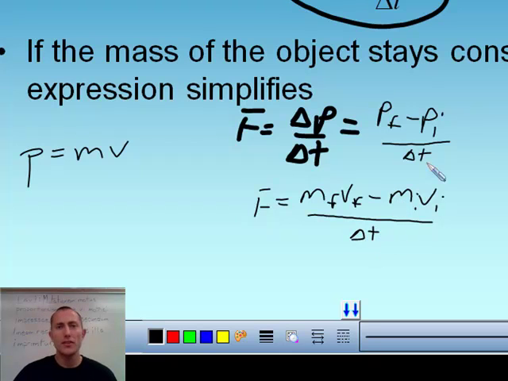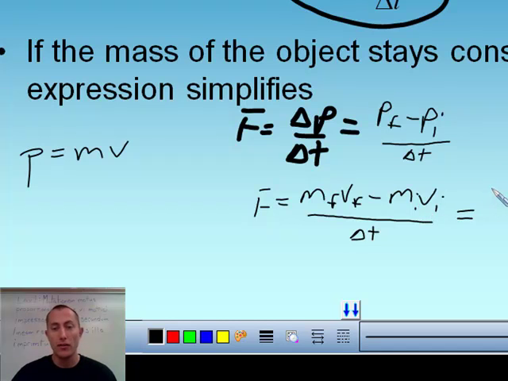Now in most of our scenarios, the mass of the object is not going to stay the same. The mass remains constant. There are a number of scenarios where it doesn't, mostly when we're talking about fuel being used. So if you're burning fuel, it's getting burned up, the exhaust is getting spit out, and so the mass is decreasing. But for most of our everyday situations, the mass stays the same. And so if we assume that the mass stays the same, that means that MF and MI are equal, and so they're the same value.